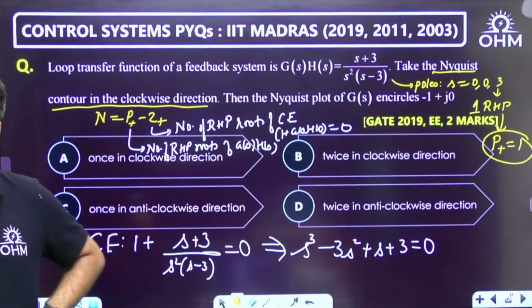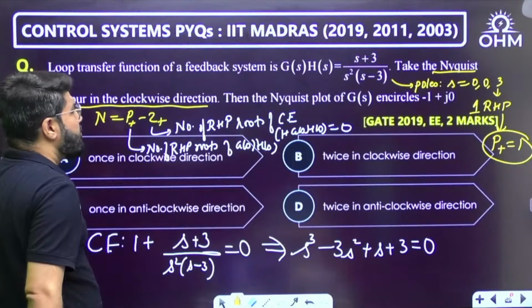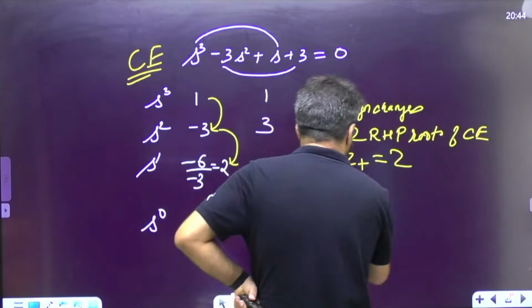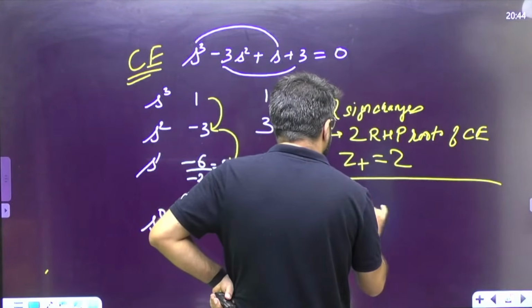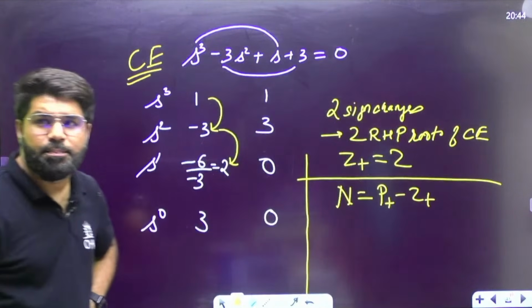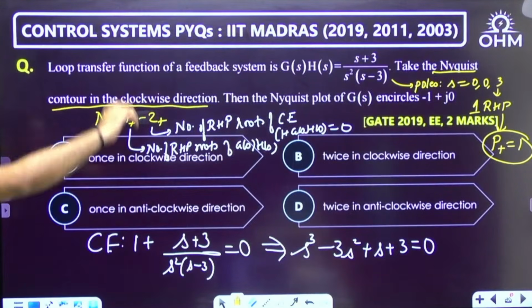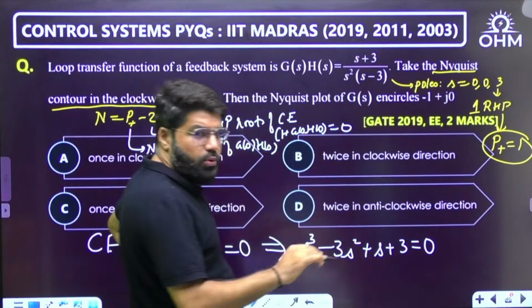Correct? Now, what is the value of N finally? So it is more of a Routh-Hurwitz question rather than Nyquist. You should only know that Nyquist formula P minus Z. They have mentioned clockwise contour. If they mention anti-clockwise, it would go in reverse also. That also I told you in my previous class.